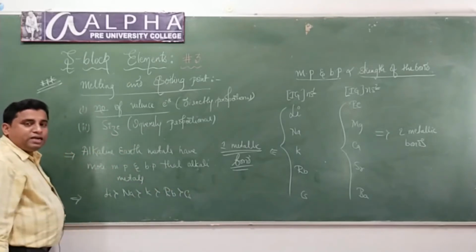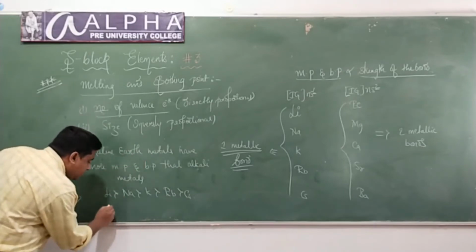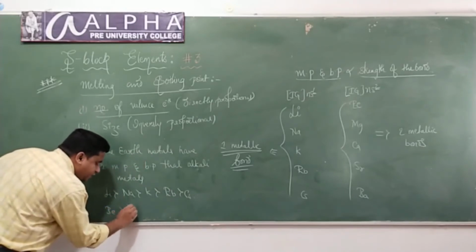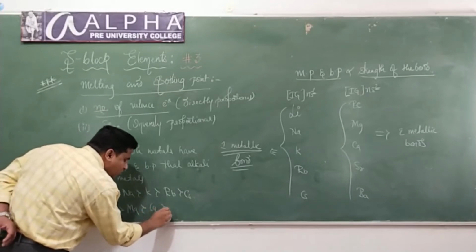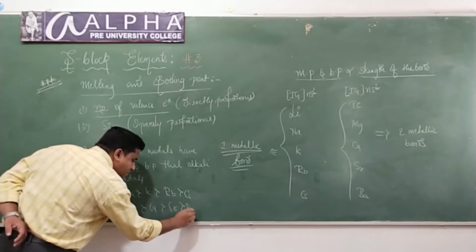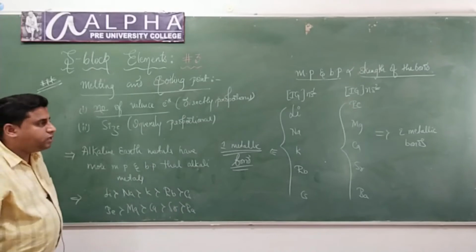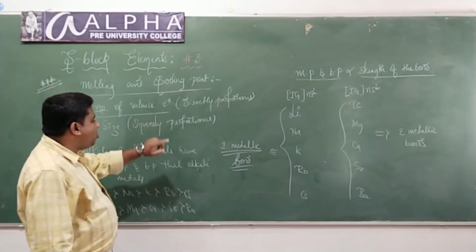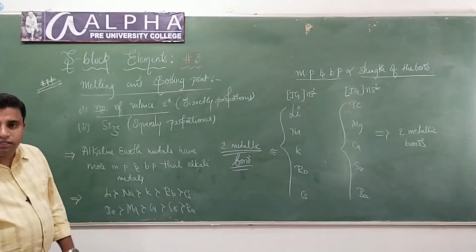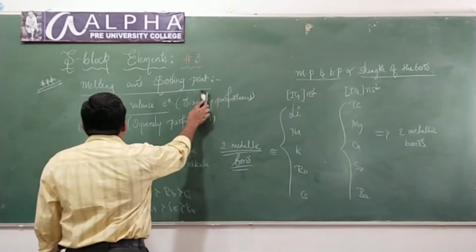And what is the order of melting point among alkaline earth metals? Beryllium more than magnesium, more than calcium, more than strontium, more than barium. Is that simple? So that is all about the melting point and the boiling point.